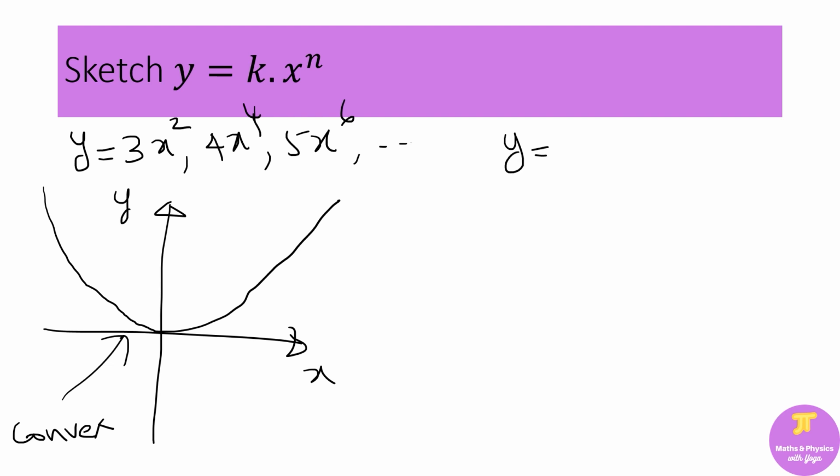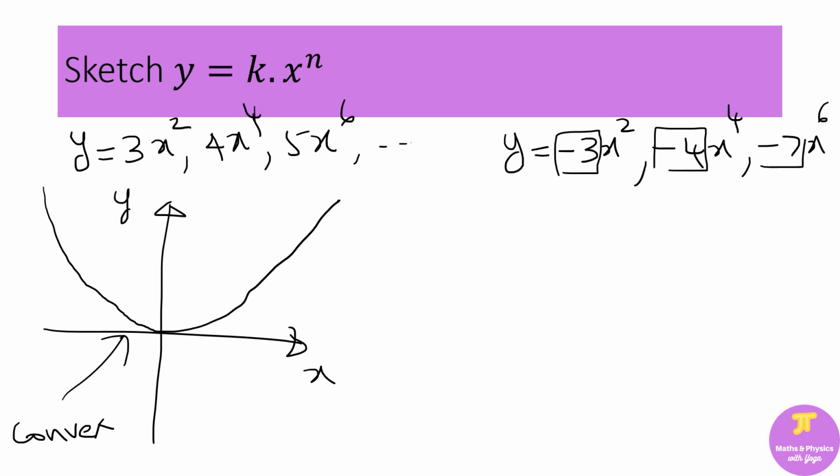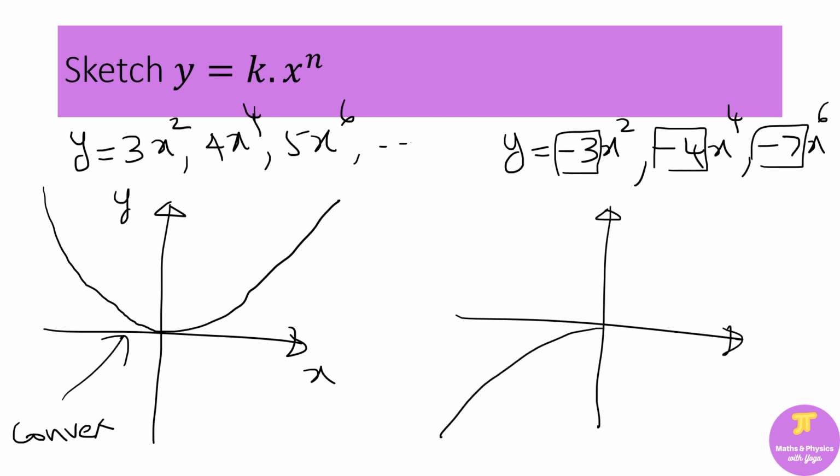What about if the coefficient of x is minus? For example, y equals minus 3x squared, minus 4x to the power 4, minus 7x to the power 6, right? So if the coefficients are negative, then this will become concave, right? So it will have a shape like that, right? I hope this makes sense, right?